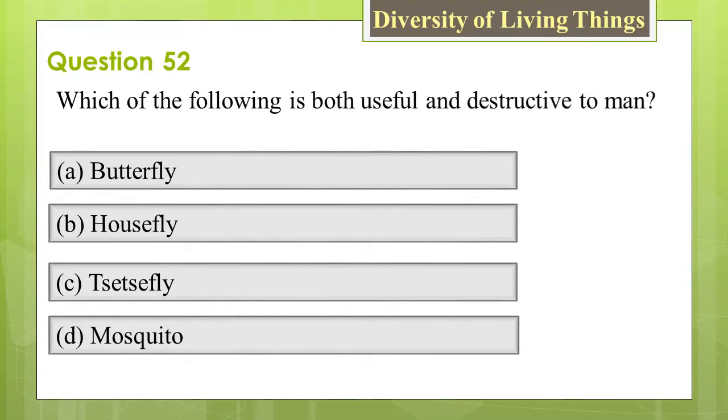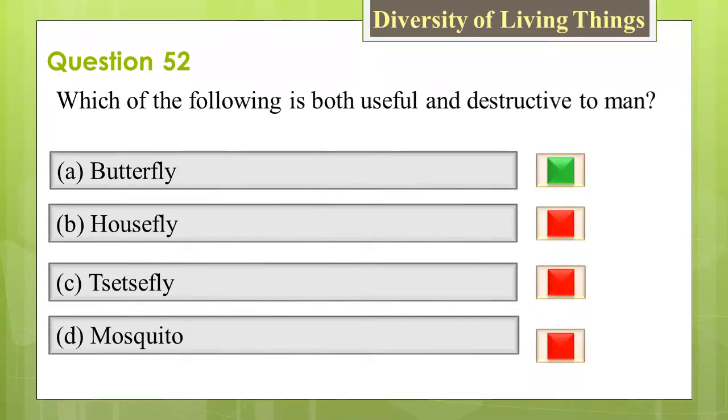Question 52. Which of the following is both useful and destructive to man? A. butterfly, B. housefly, C. tsetse fly, D. mosquito. Which of the following alternatives is the correct alternative? The correct alternative is A. butterfly.